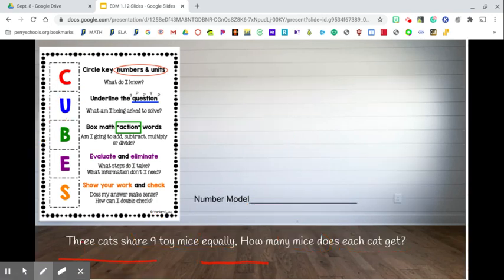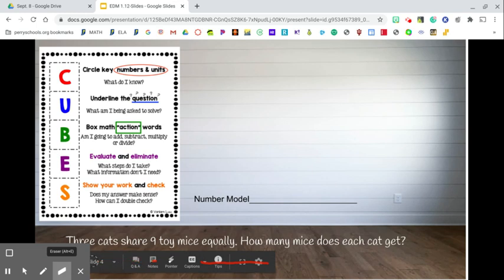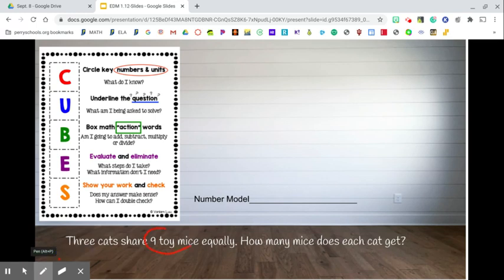Let's try another one. I'm going through my steps again. I have my number story that says 3 cats share 9 toy mice equally. How many mice does each cat get? So I'm going to go through my steps, and I can see this number 9 toy mice, but that's the only number that I see. But I do see the word 3 written out, so I need to make sure that I have that, and I have 3 cats. So I've circled my words, underline the question, how many mice does each cat get?